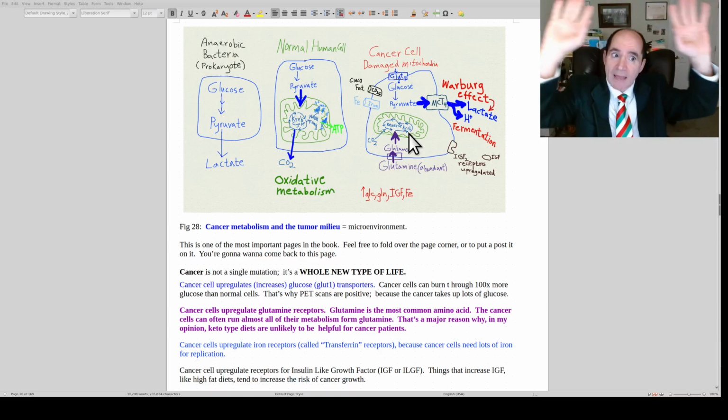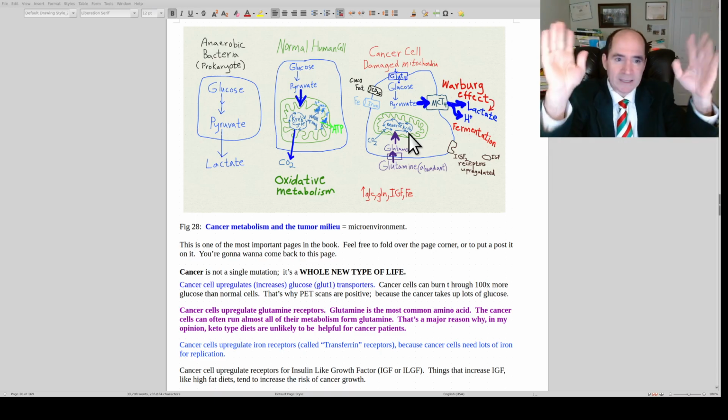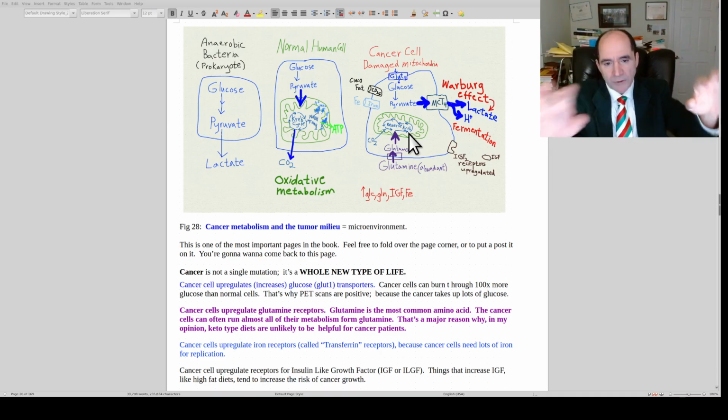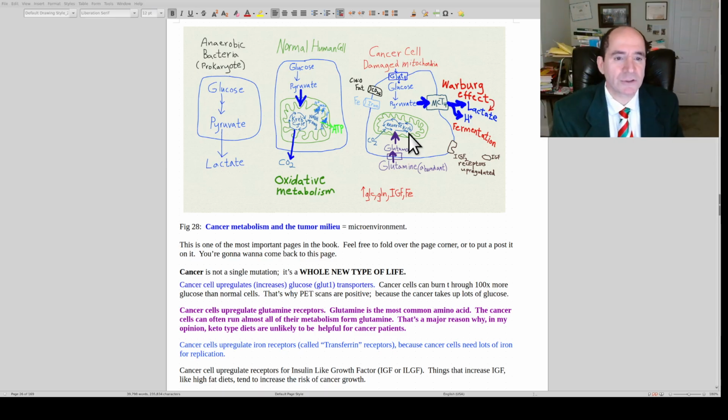And by the way, this is not medical advice. I'm not your doctor. I'm not a cancer doctor. I'm just teaching about cancer pathophysiology. You have to work this out for yourself and work with your own doctors and stuff, but I'm helping you to have a general understanding of cancer pathophysiology.